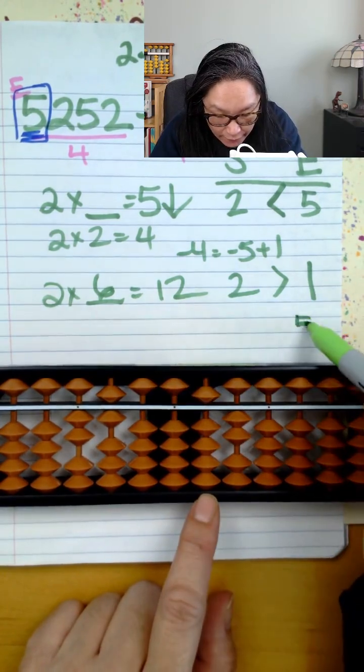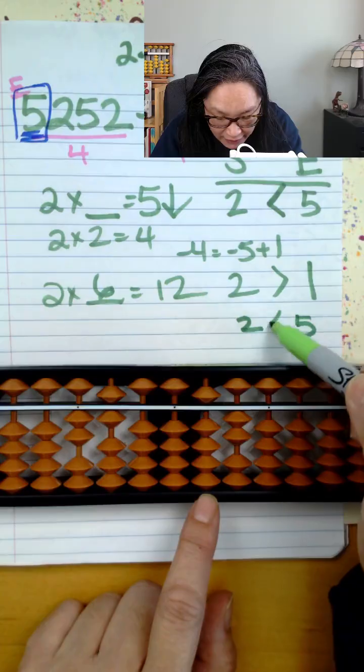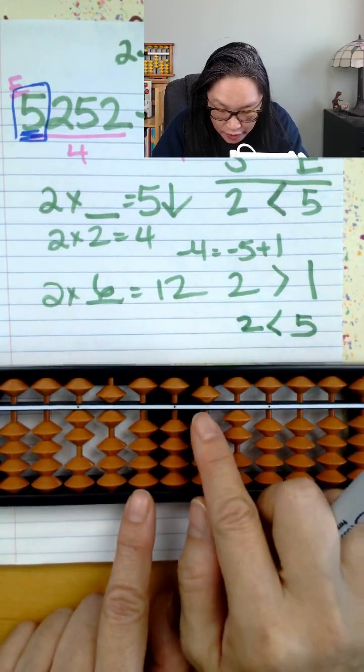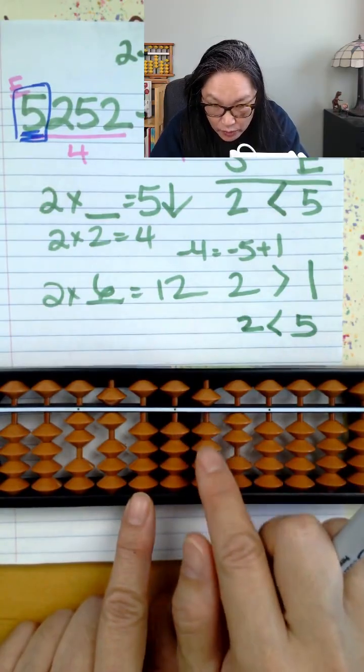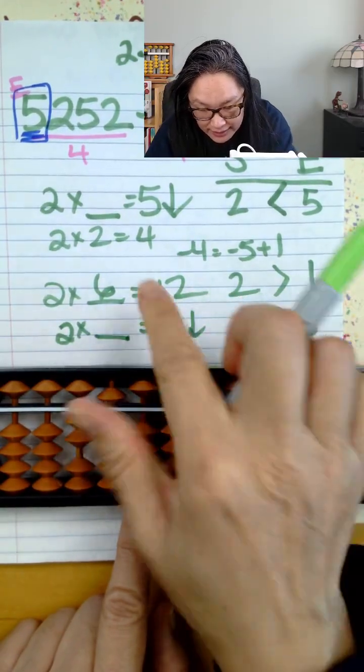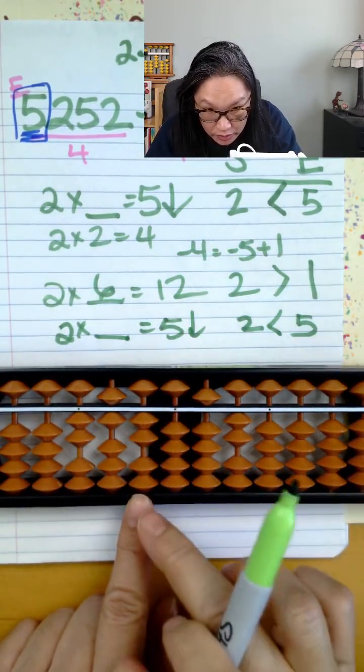Who is bigger? 5 or 2? 5 is bigger. So what do I do? I skip one column and I'm going to only use this one column. 2 times what is equal to 5 or less? Again, it's 4. So I have my 2.